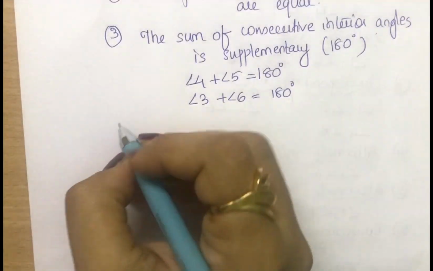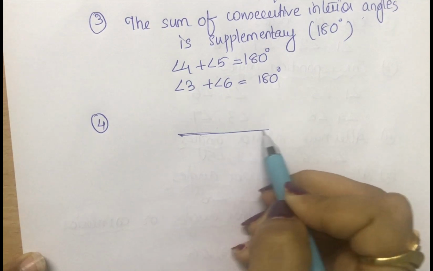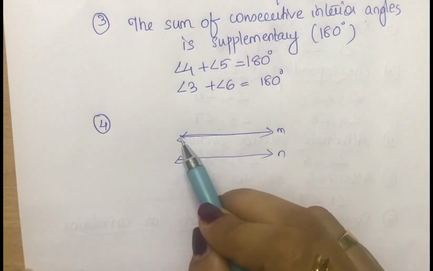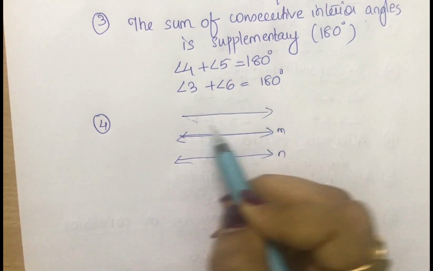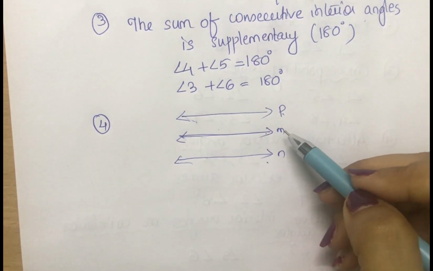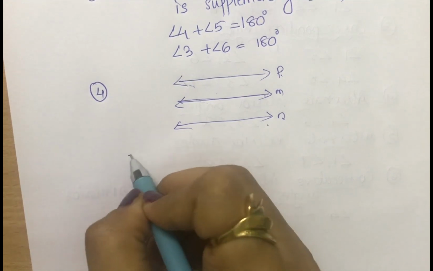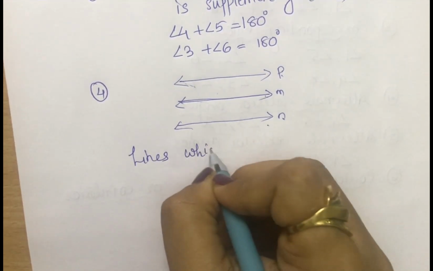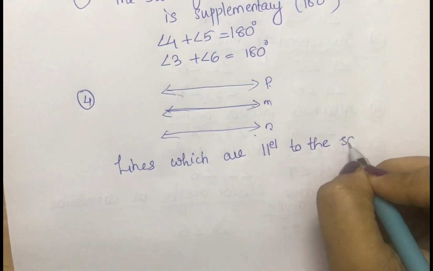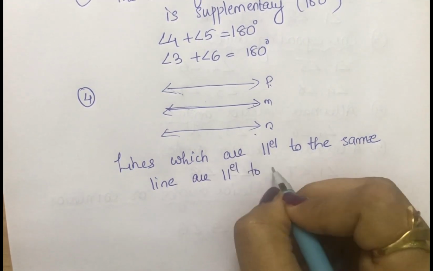Also, one more thing is there. See, if M, N are parallel, and I have one more line, P. M is parallel to N and M is parallel to P. Therefore, P is also parallel to N. Okay, so that is the fourth thing. So that is lines which are parallel to the same line are parallel to each other.